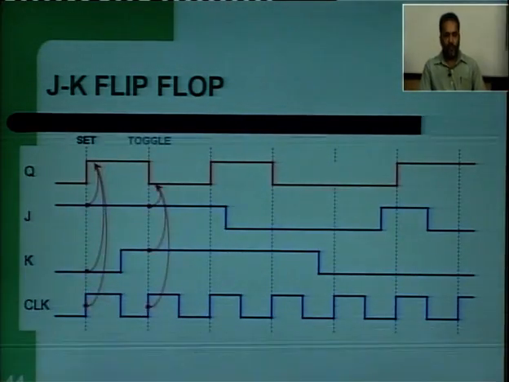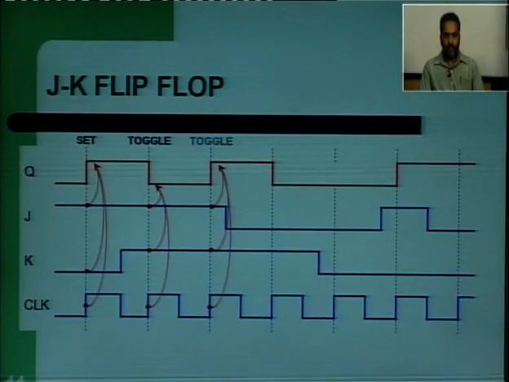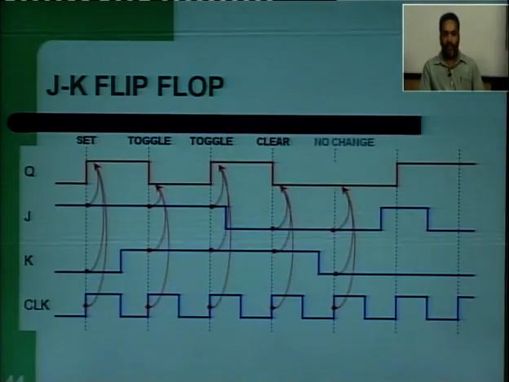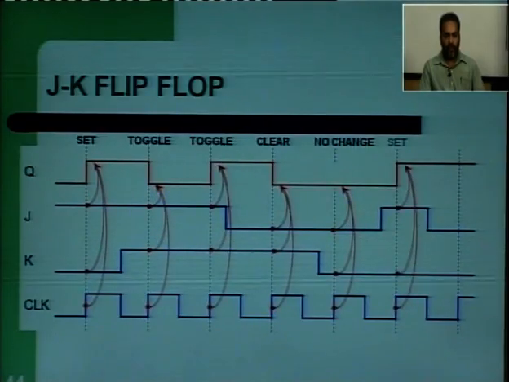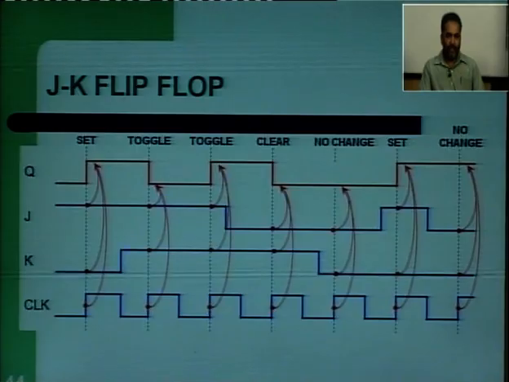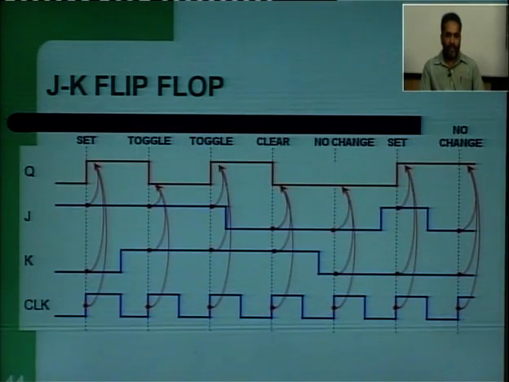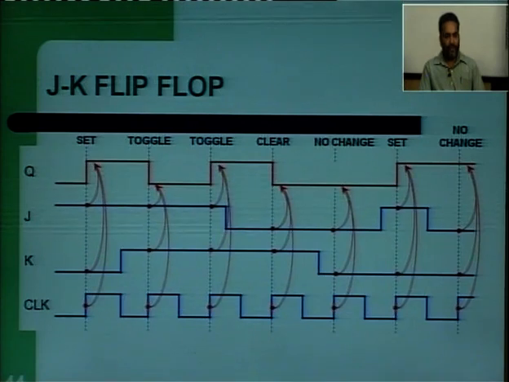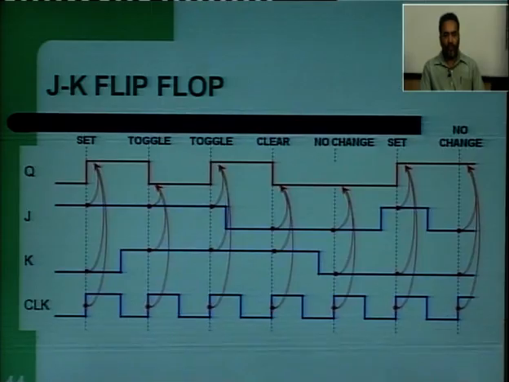Now, let us look at this diagram. First, J and K are the inputs, and clock is the clock. Here the diagram is shown for the rising edge. At the point where the clock is high, first K is 0 and J is 1. J being 1 means the flip flop has set condition. So the flip flop is set, which means its output Q is changed to 1.